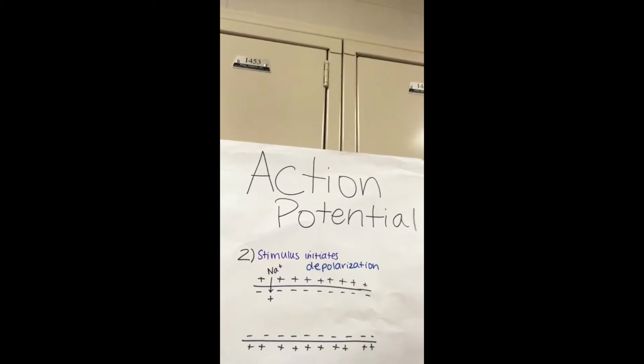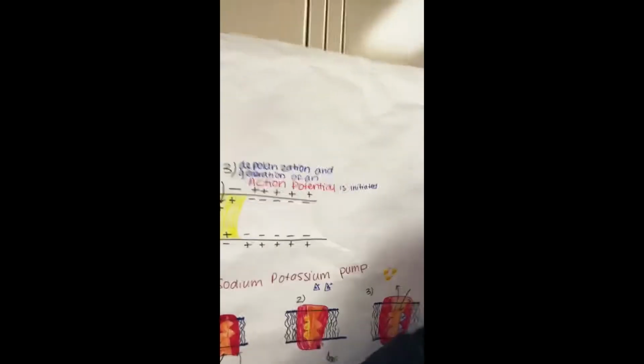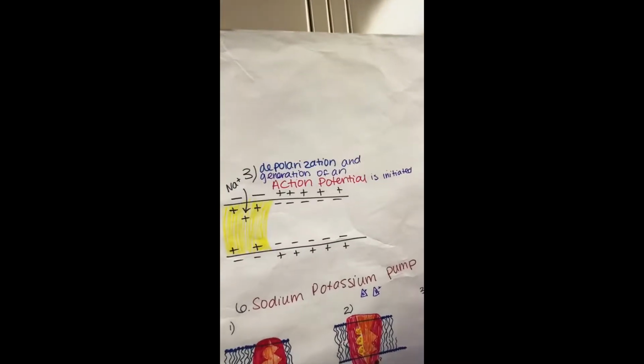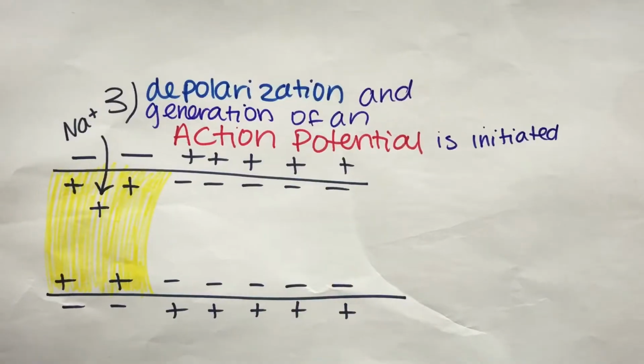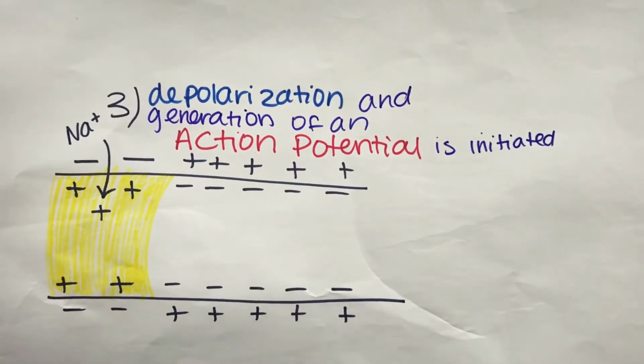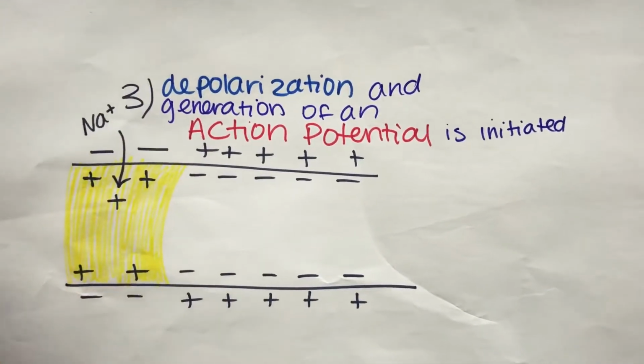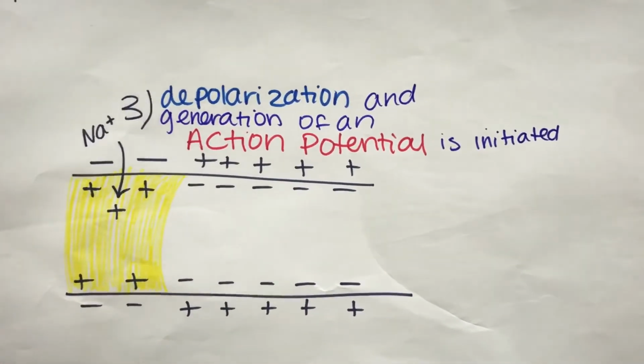The third step of action potential is when depolarization initiates action potential. If the stimulus is strong enough, depolarization causes membrane polarity to be completely reversed, and action potential is initiated.